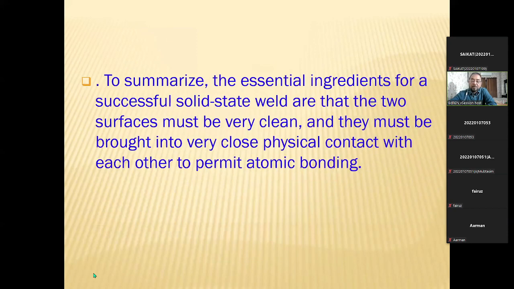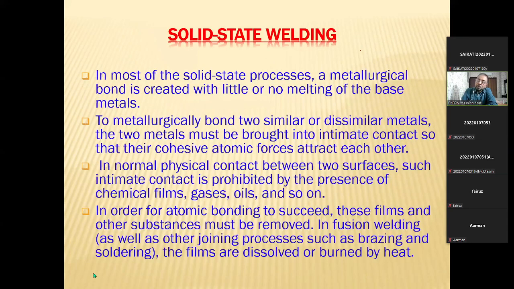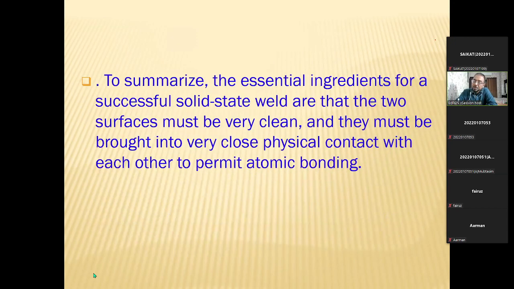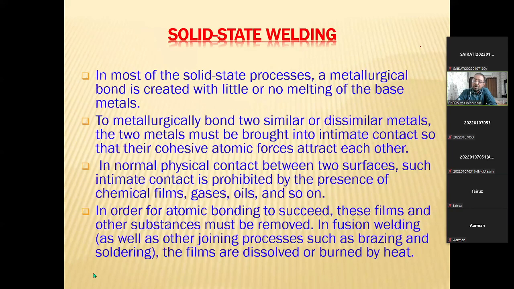In this process we take two metals, this is one metal and this is the other. When they come in contact, they will be close, but they will be separated by a small gap, so their atoms will be at a distance. Now, if we apply force, these atoms will come close enough to mix and join. As the atoms join, the two metals will be joined. That is the basic concept of solid state welding.